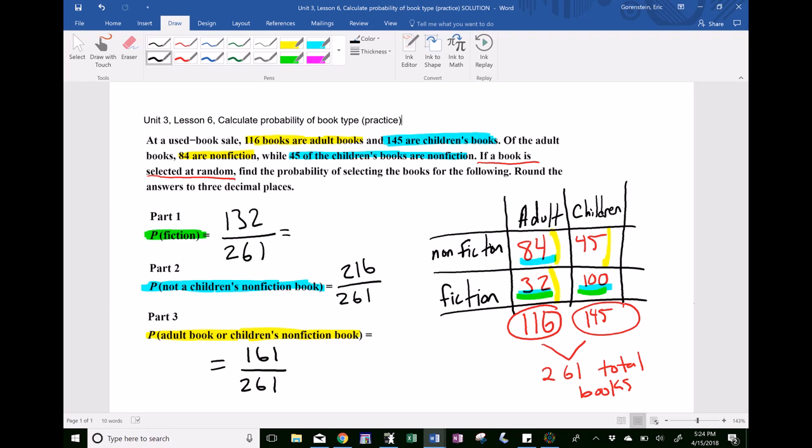All right, so that about does it. In each one of these cases, we'll have to put this fraction into the calculator and round it to 3 decimal places. But other than that, this is about done for this problem.